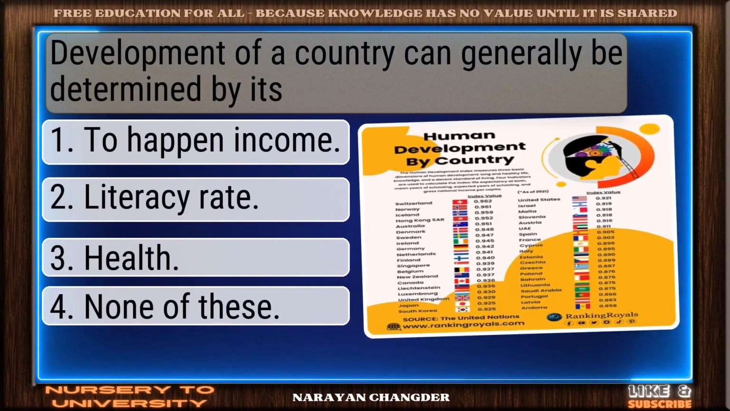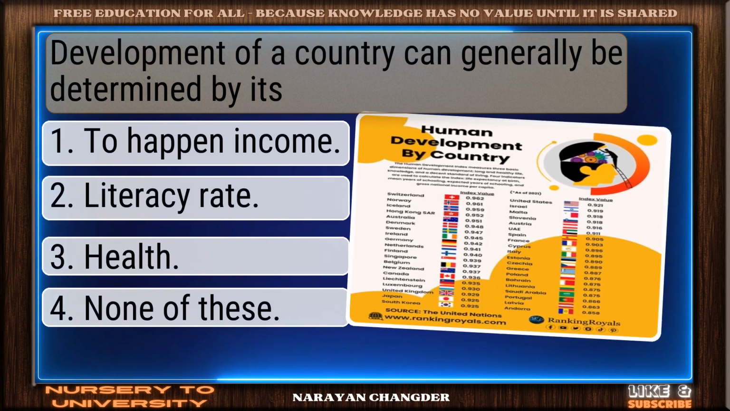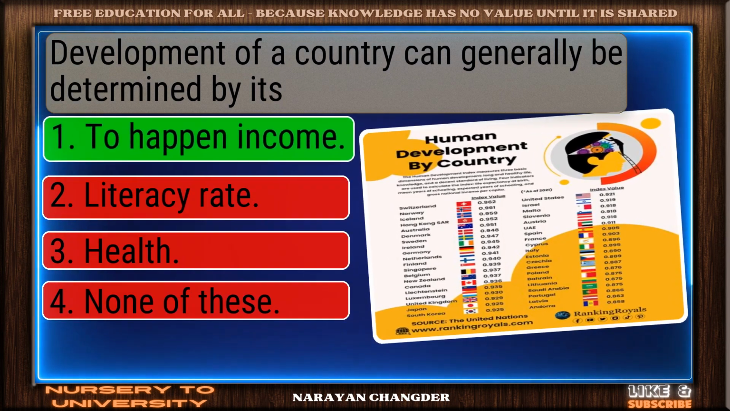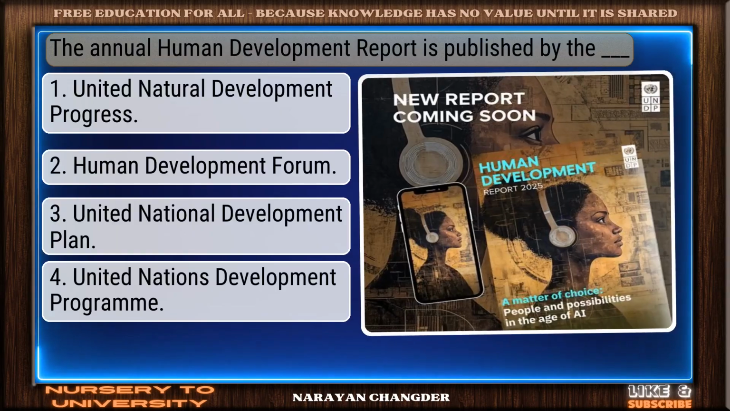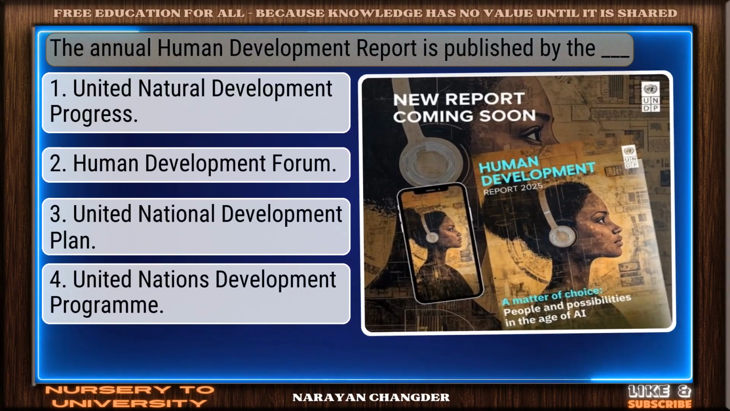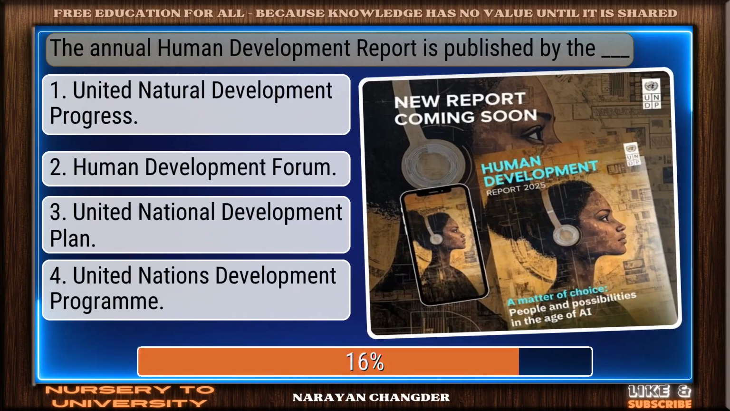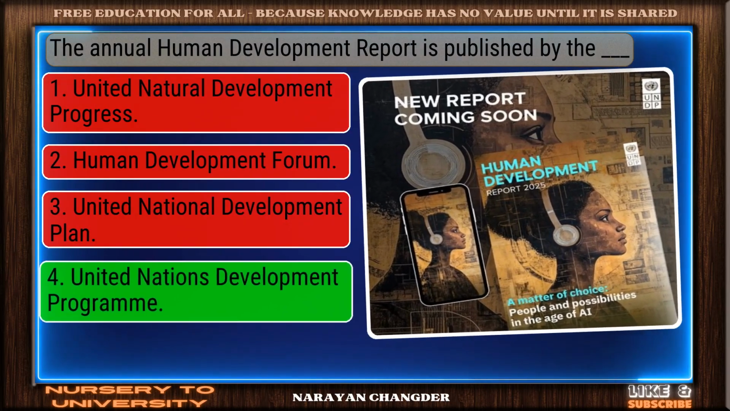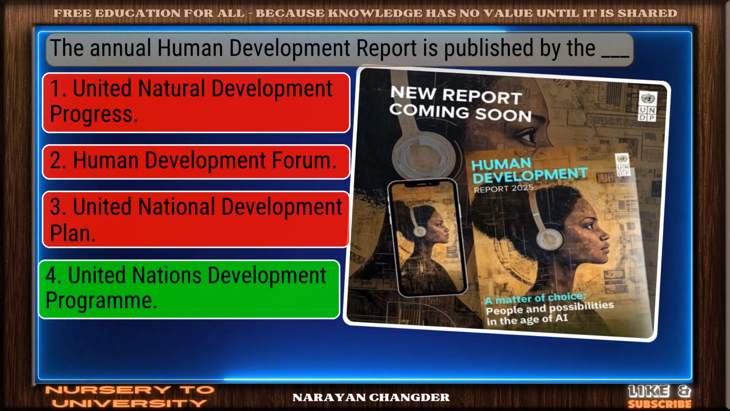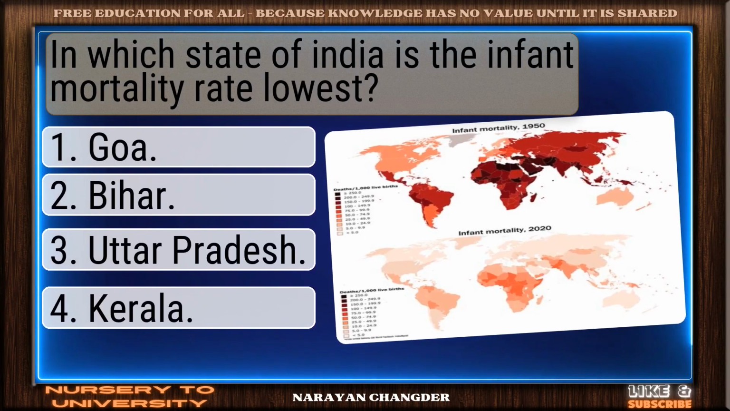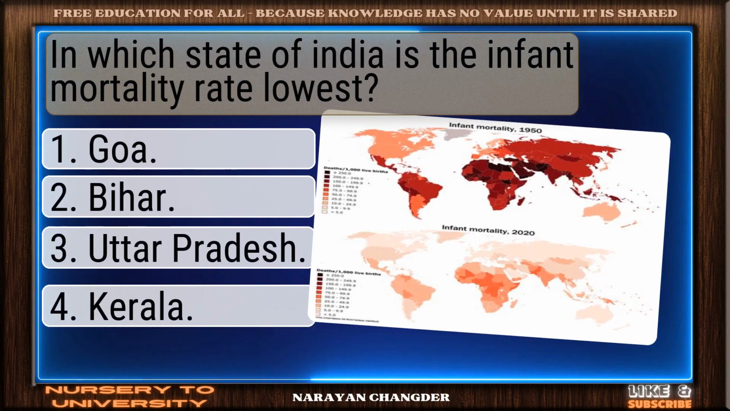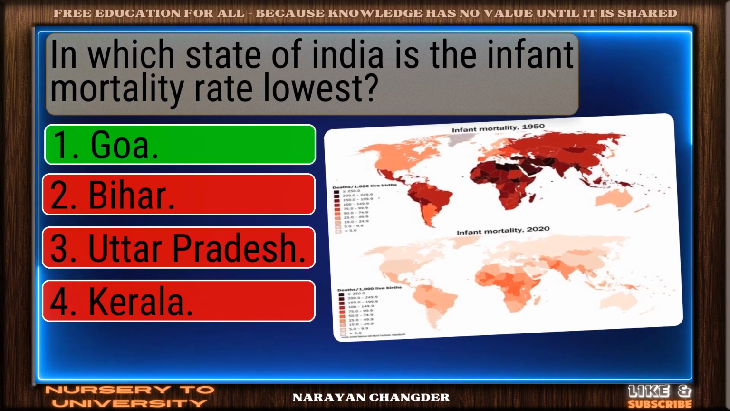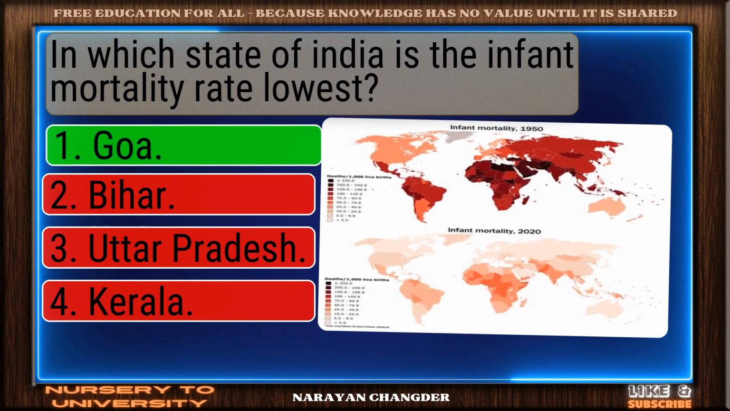Development of a country can generally be determined by its. Valid point. Per capita income is true. The annual Human Development Report is published by the dash. You got it. United Nations Development Program fits. In which state of India is the infant mortality rate lowest? Smart pick. Goa is correct.